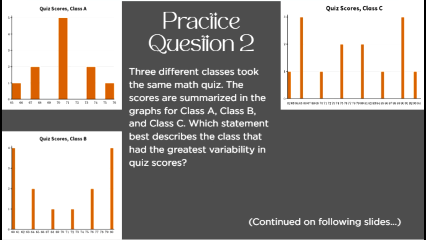Here's practice question number 2. 3 different classes took the same math quiz. The scores are summarized in the graphs for Class A, Class B, and Class C. Which statement best describes the class that had the greatest variability in the quiz scores? Again, I couldn't fit it all on one slide, so we'll work through this together.